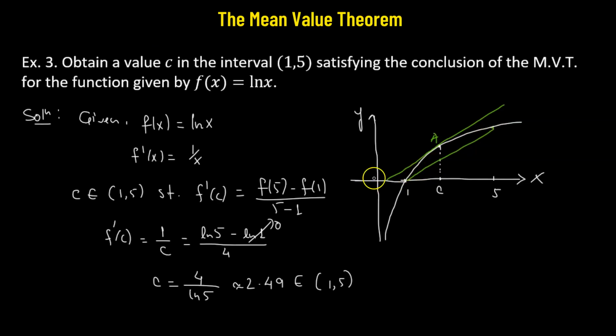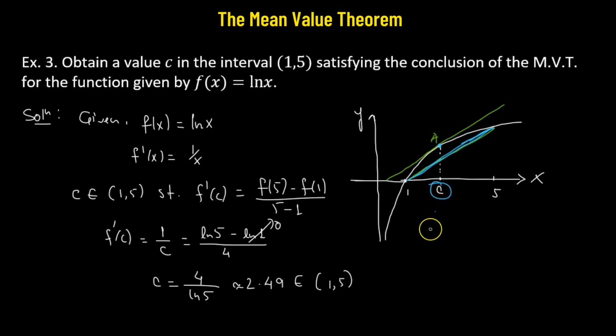Let me use a different color here. So this is our secant line. So at that value of c, the slope of the tangent line is going to be exactly equal to the slope of our secant line. So this is what the mean value theorem states. So we have successfully obtained the value of c.